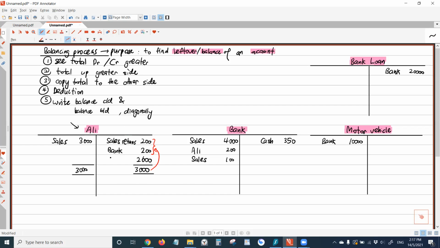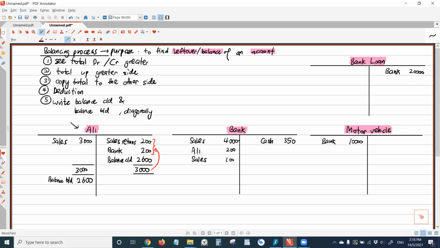Now step 5, write balance CD, which stands for balance carry down. Carry down means you have to carry down this amount to the following row. So here write balance CD. Carry down this 2,600 diagonally to the left. Now write balance BD here, which stands for balance brought down. BD stands for brought down from the earlier row. So now you have found that ALICE still owes us $2,600. That's how you do the balancing process to this account.